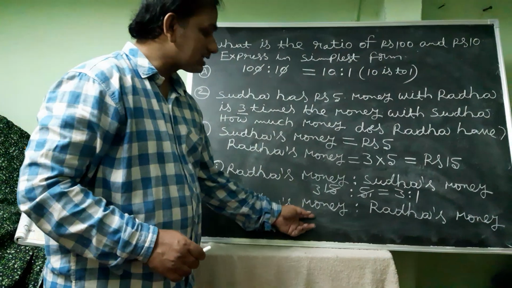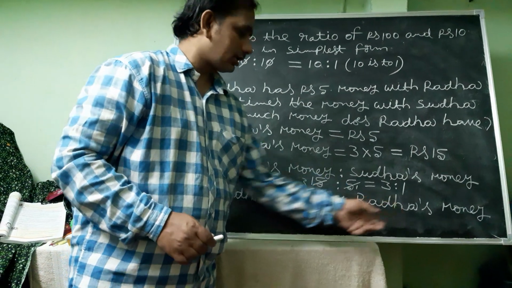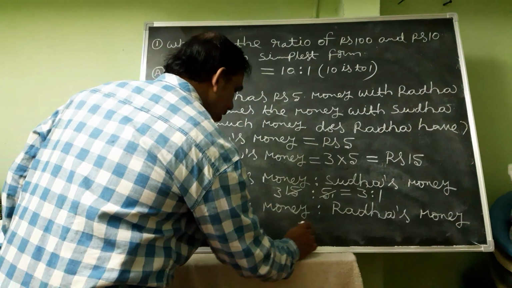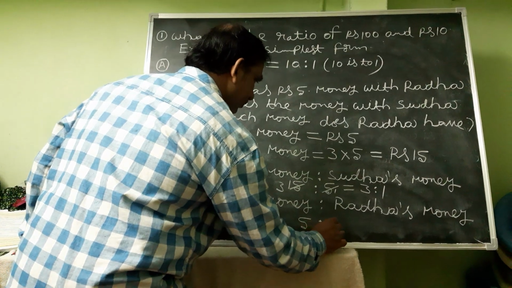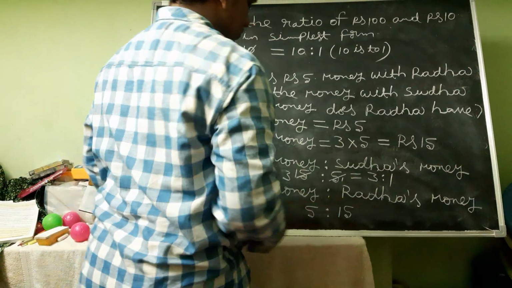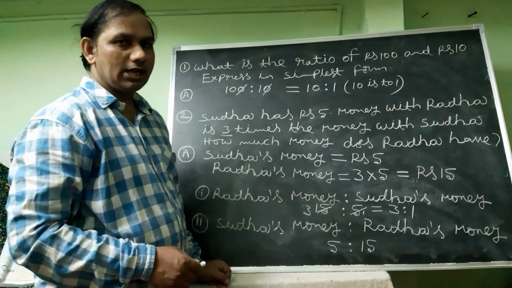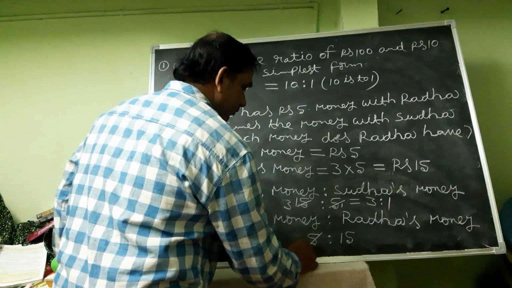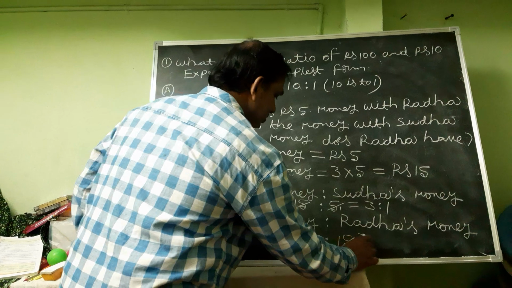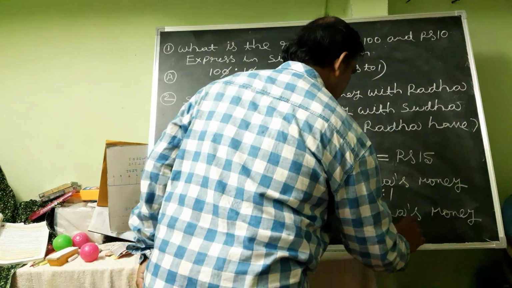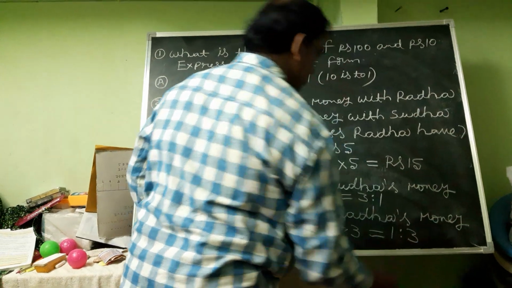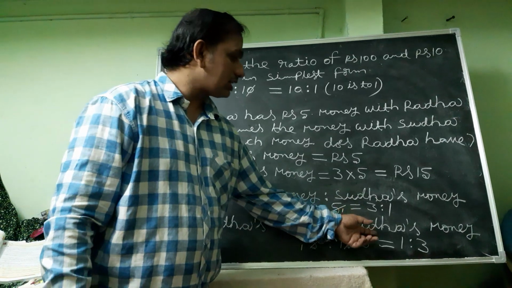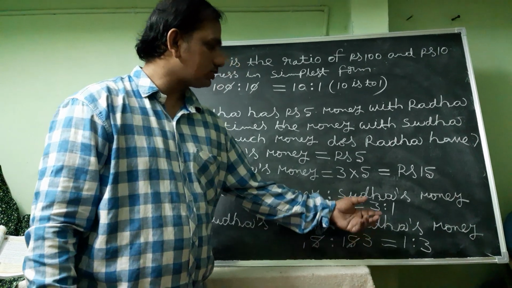Next, Sudha's money is to Radha's money. How much is Sudha's money? 5 rupees. How much is Radha's money? 15 rupees. So the answer is 5 is to 15. Now in simplified form, 5 ones are 5, 5 times 3, cancellation. So 1 is to 3. So the answer is 1 is to 3.